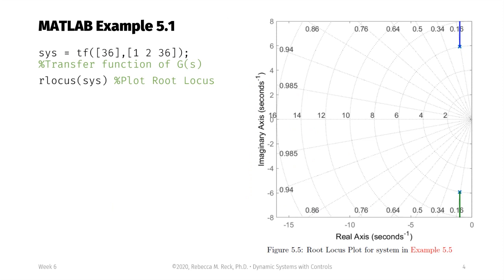So here in MATLAB example 5.1, we have what we call a root locus plot, and we use the rlocus command to generate it in MATLAB. And what this does is it plots exactly what we just talked about in the previous plot that we drew by hand, and it's going to show you where the eigenvalues are going to move as Kp changes.